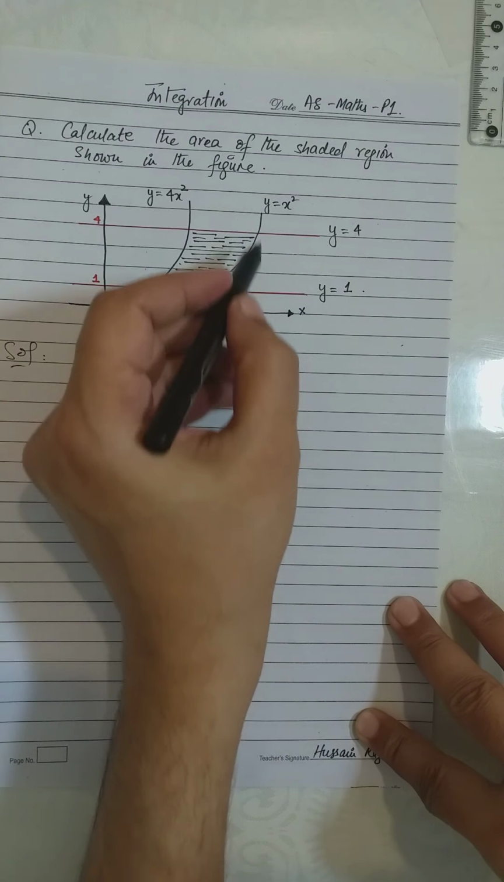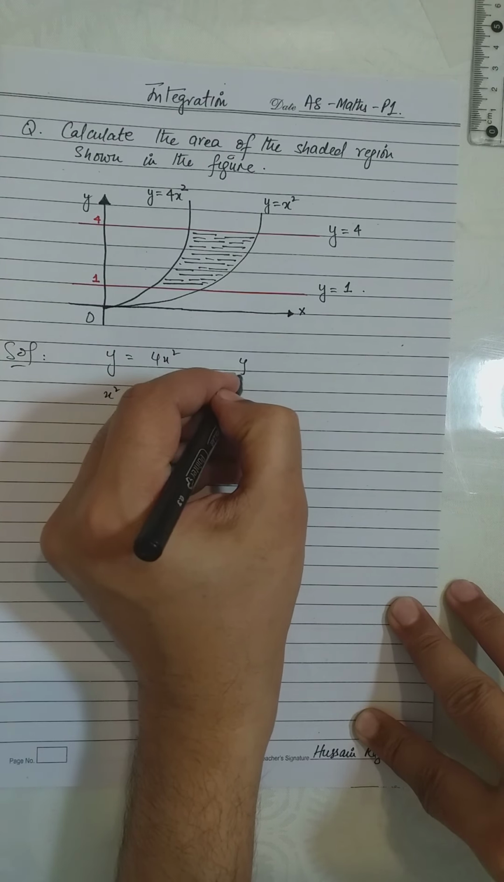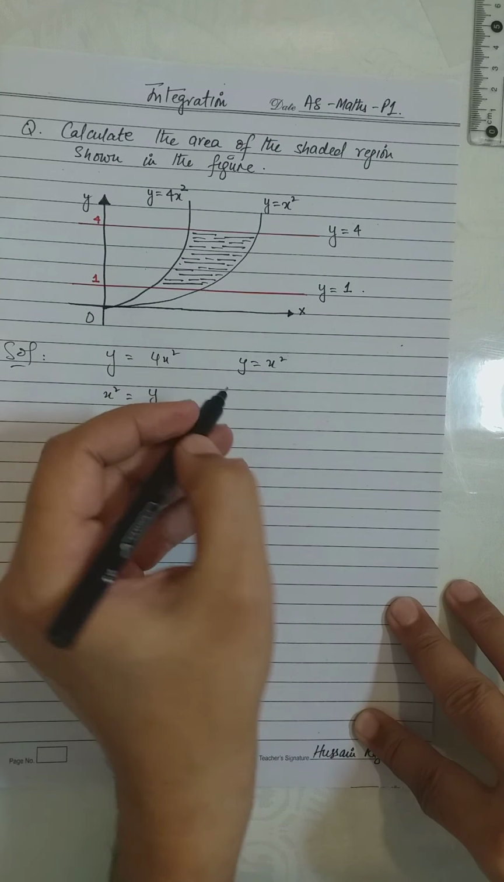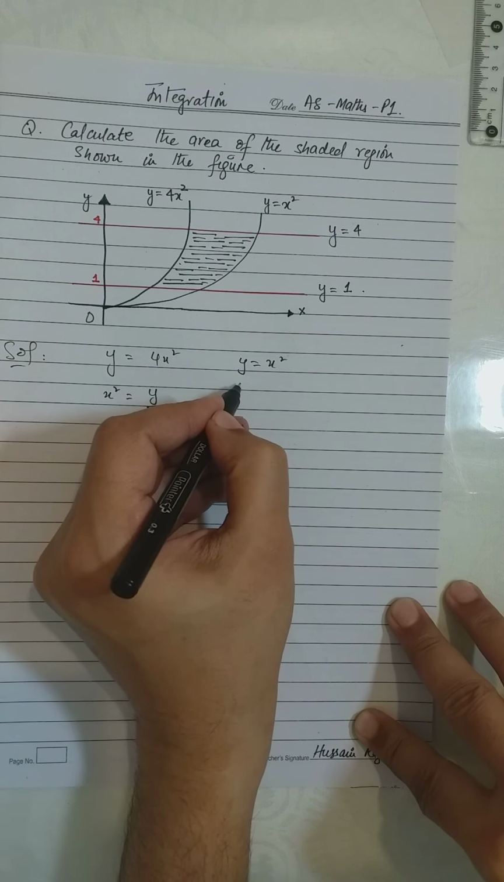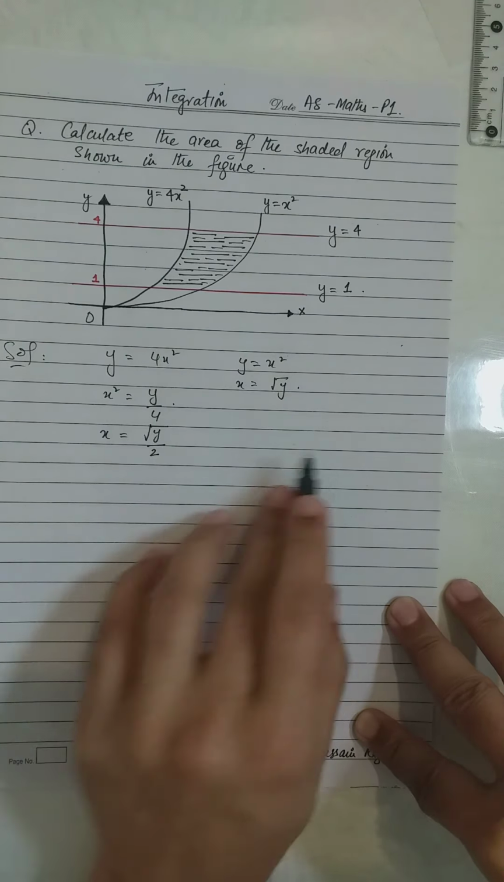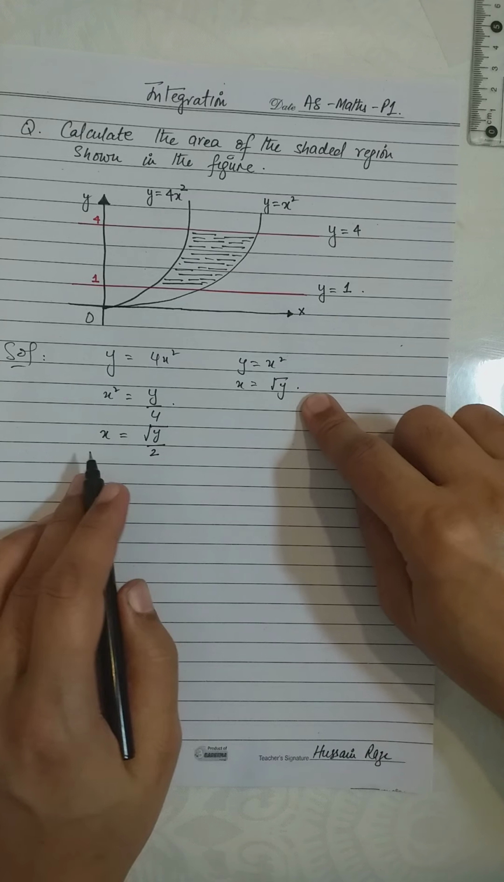The second equation that I have is y is equal to x squared, which is just going to give me the square root of y. I have these two limits, these two equations.